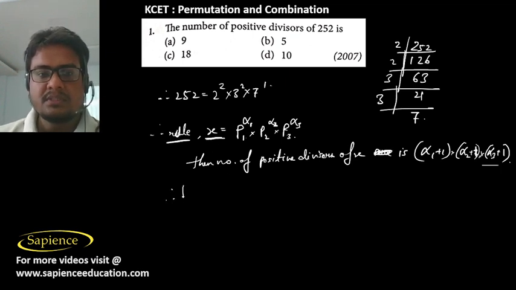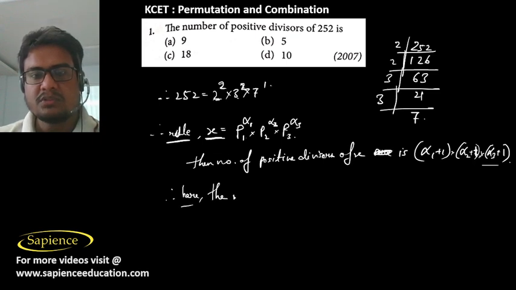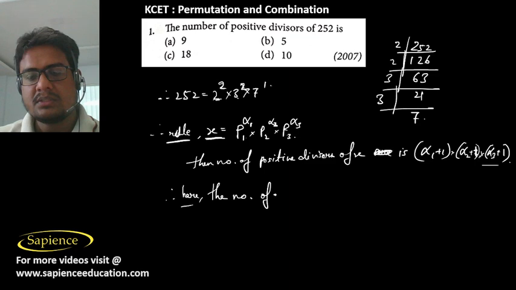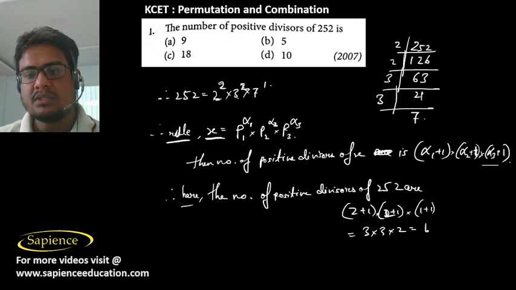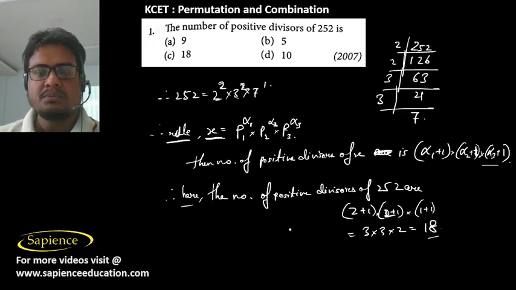So here the prime factors are 2, 3 and 7, which are raised to the exponents 2, 2 and 1 respectively. Therefore the number of positive divisors of 252 is 2 plus 1 into 2 plus 1 into 1 plus 1. So that is 3 into 3 into 2, that is 18. So option C is the correct answer.